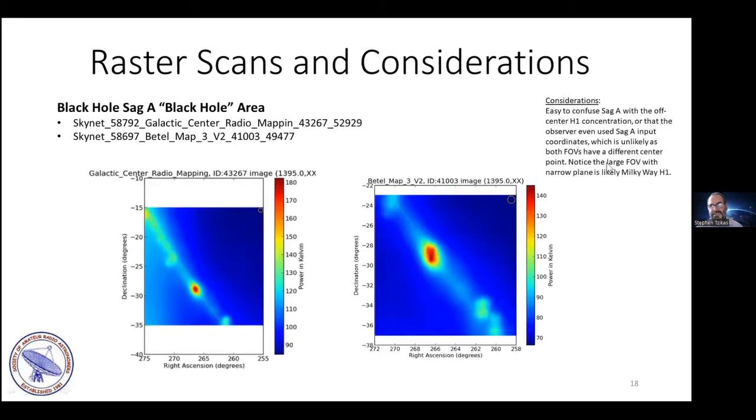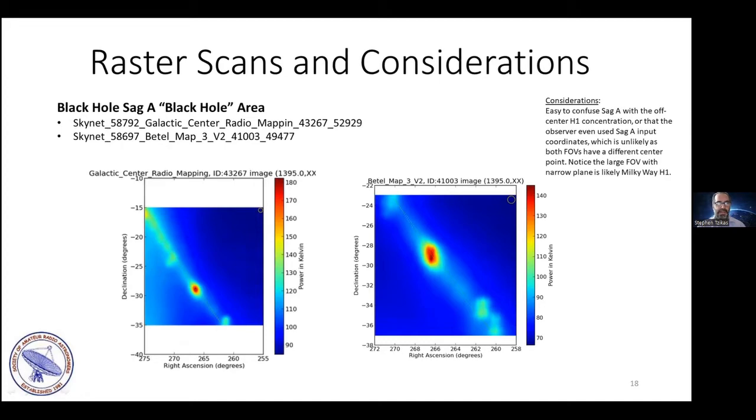Here is a raster scan. Someone's looking at Sag A. Here we have two different observations of it. Obviously, I don't think they put the coordinates for Sag A in there because that would be right at the center. I think what they were trying to do was get a very large field of view of the galactic plane. So you have to go into the raw data to see exactly what somebody was looking at.